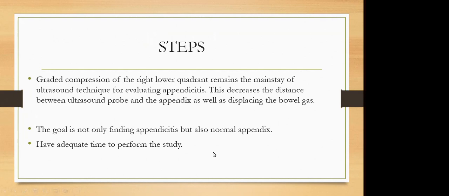Steps. Graded compression of the right lower quadrant remains the mainstream ultrasound technique for the evaluation of appendicitis. This decreases the distance between the ultrasound probe and the appendix, as well as displacing the bowel gas. The goal of ultrasound is not only to find appendicitis, but also the normal appendix. You should have adequate time to perform the study. You can't look for the appendix in a hurry.